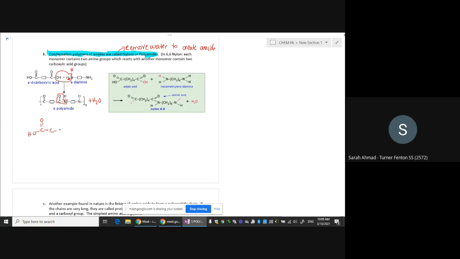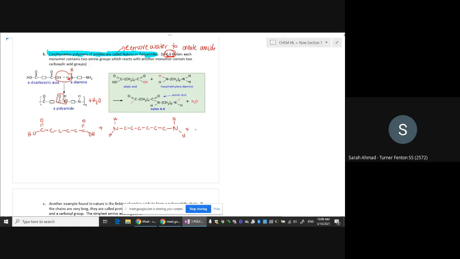So 1, 2, 3, 4, 5, and 6. And then we put the OH. So it's called a 6,6 nylon because it describes the number of carbons around it. The amine also has 6 carbons. 1, 2, 3, 4, 5, and 6. And then you put the other amine at the other end.